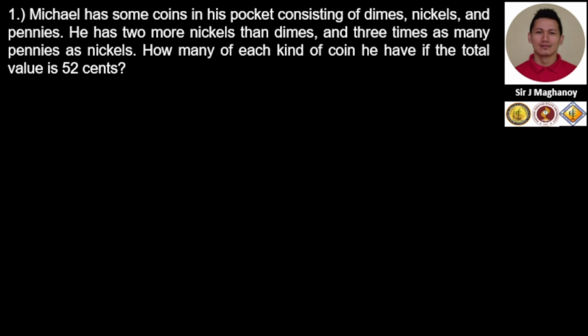Example number one. Michael has some coins in his pocket, consisting of dimes, nickels, and pennies. He has 2 more nickels than dimes, and 3 times as many pennies as nickels. How many of each kind of coin does he have if the total value is 52 cents?